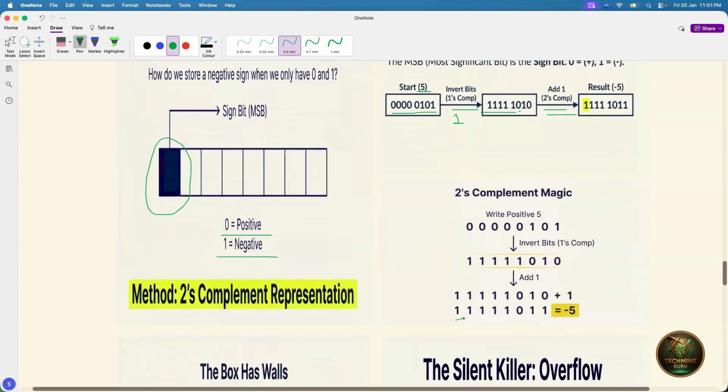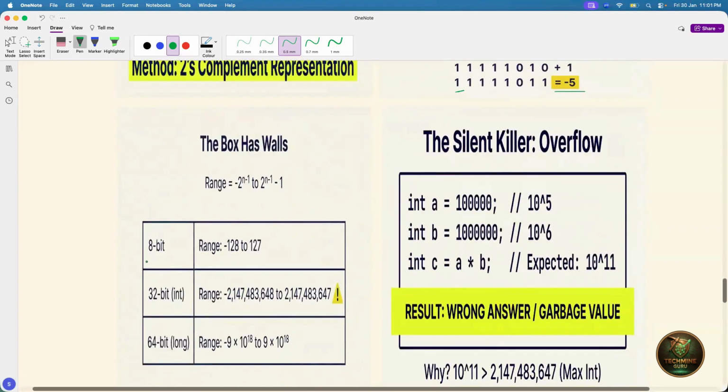And since this number is telling us that this is -5, let's talk about the 8-bit range, the 32-bit range, and the 64-bit range. We have often heard that an int is 32-bit. Also, we have heard of a 64-bit integer. Also, we say that long is 64-bit, 8 bytes, like that. So 8 bits means 1 byte. So what is the range?